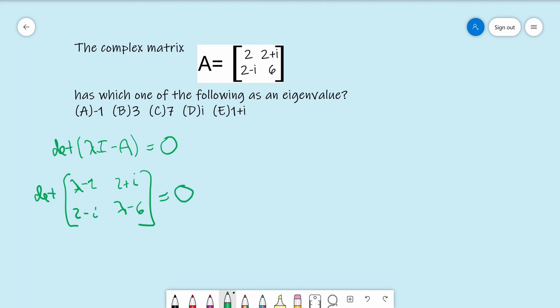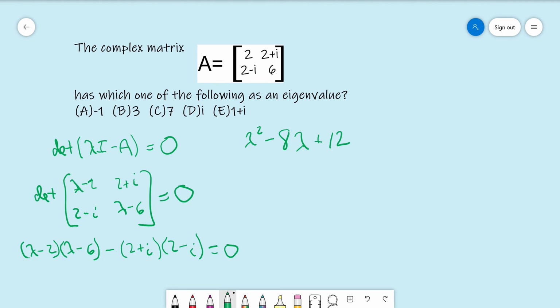Well, the determinant of this is going to be lambda minus 2 times lambda minus 6, minus 2 plus i times 2 minus i. All of this has to equal 0. Okay, so let's write this out. We get lambda squared, minus 6 lambda and minus 2 lambda gives us minus 8 lambda. And then negative 2 and negative 6 gives us a positive 12.